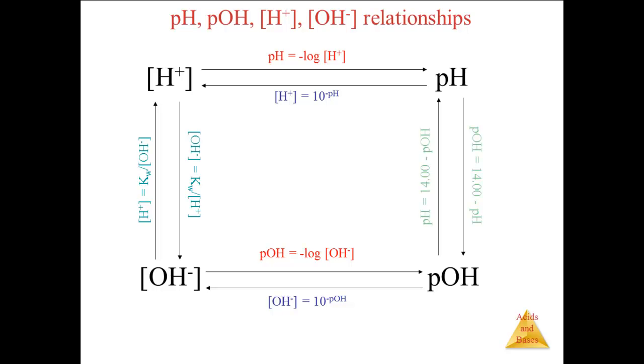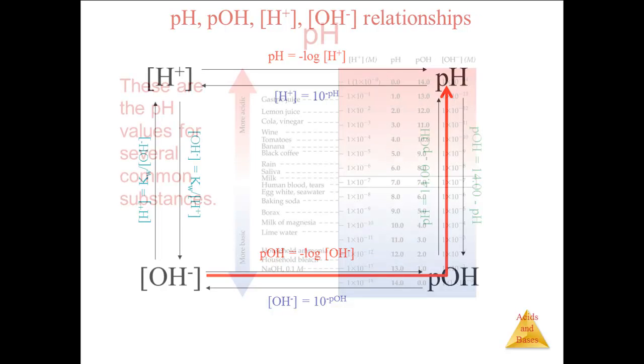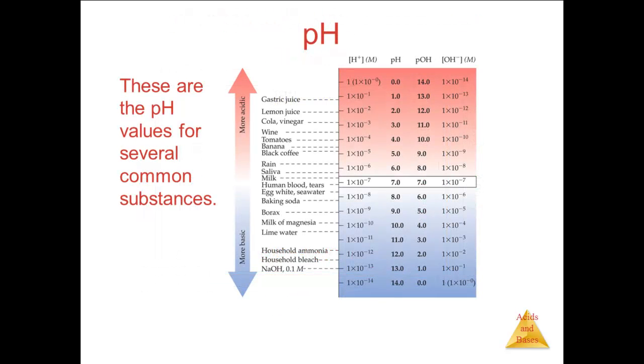For example, to find the pH from the concentration of OH minus, we can do two things. Concentration of H plus equals Kw divided by the concentration of OH minus. Then pH equals minus log of the concentration of H plus. Or pOH equals minus log of the concentration of OH minus, then pH equals 14.00 minus pOH. This figure shows the pH of a number of common substances.